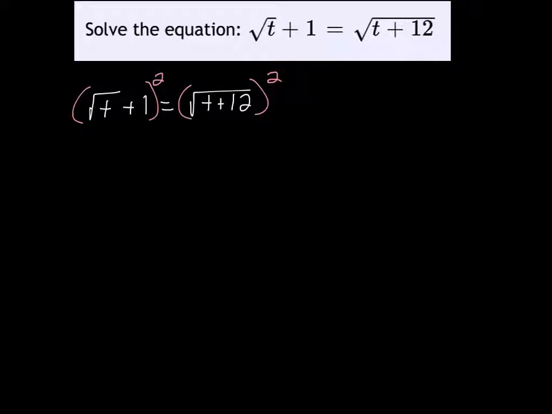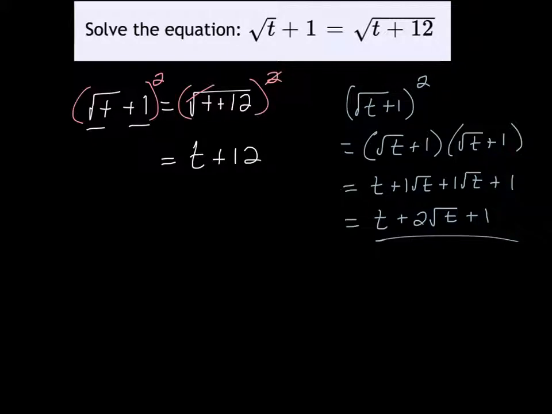When I square this, it's going to cancel out this square root. And so on the right hand side what I'll get is t plus 12. Now on the left hand side things are not so nice because I have these two terms right here, and what I'm going to have to do is some foiling. So I'm going to do that here on the left hand side.